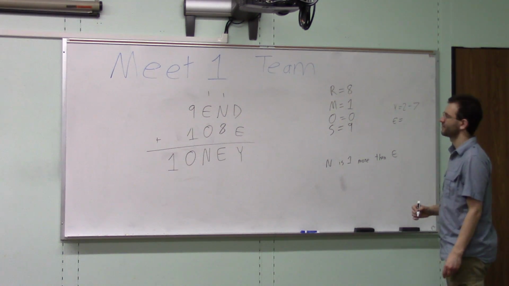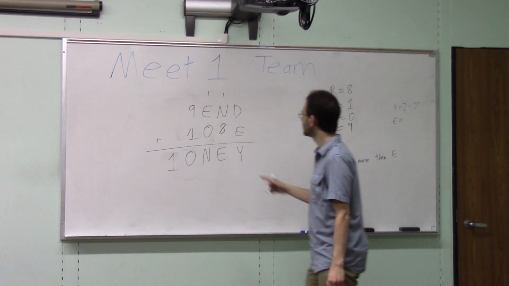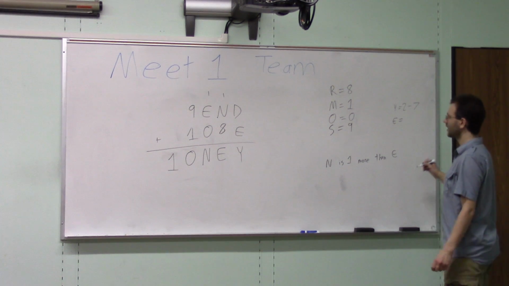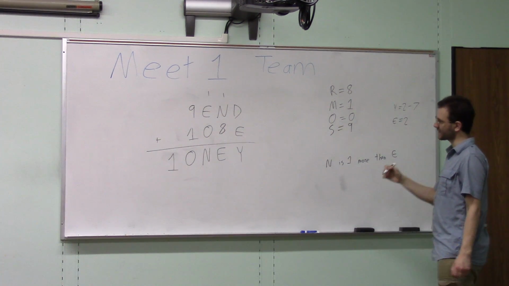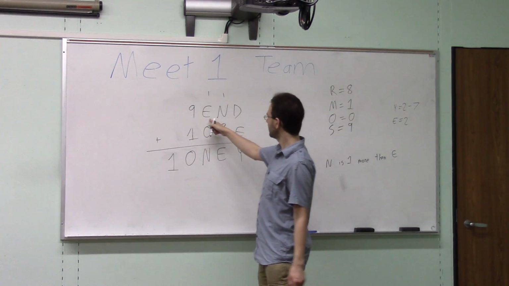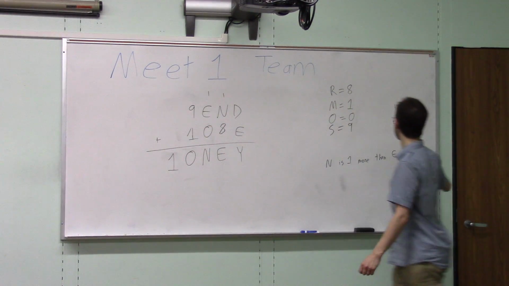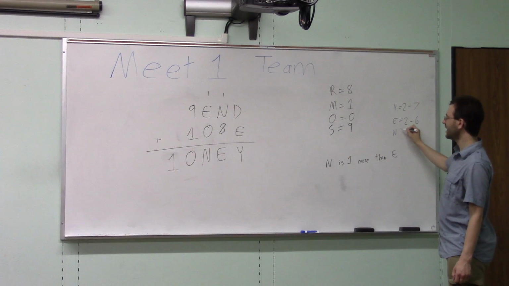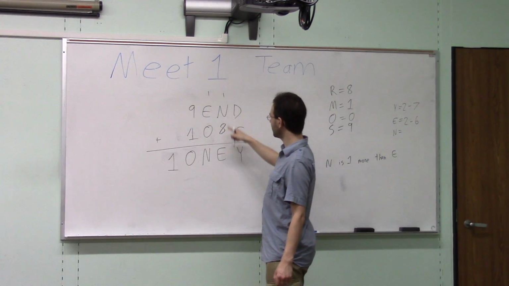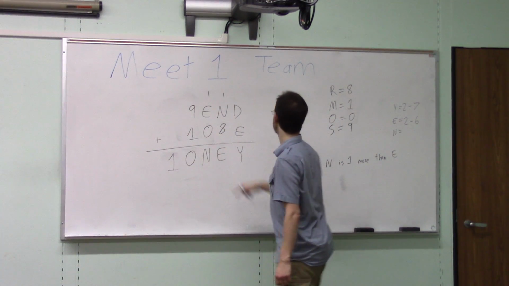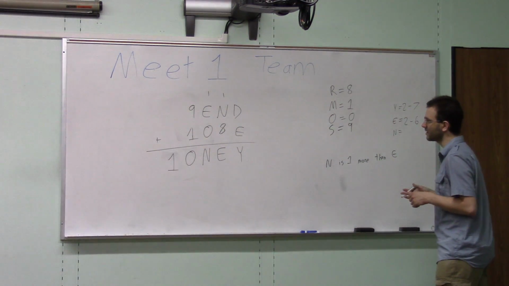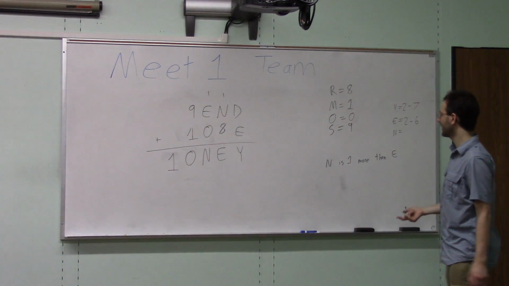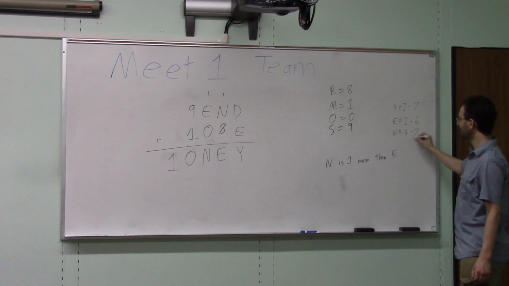Could e be 2? Well, sure, then n would have to be 3. Could e be 7? No, because then n would have to be 8, and 8 is taken. What could n be? Could n be 2? No, because then e would be 1 or 0, so n can't be 2. Can n be 3? Well, then e would have to be 2, and that could theoretically work. So n could be 3 through 7.